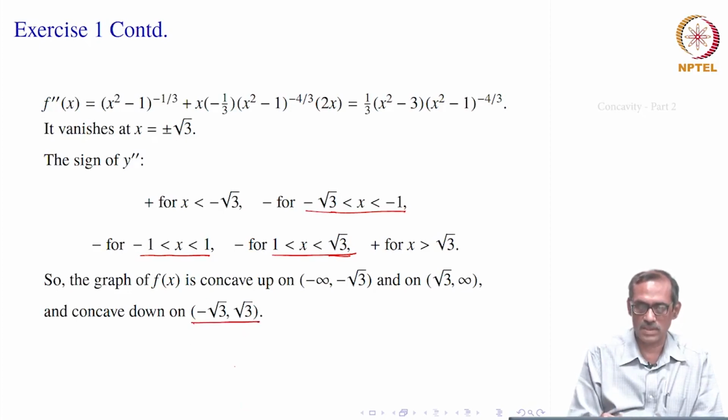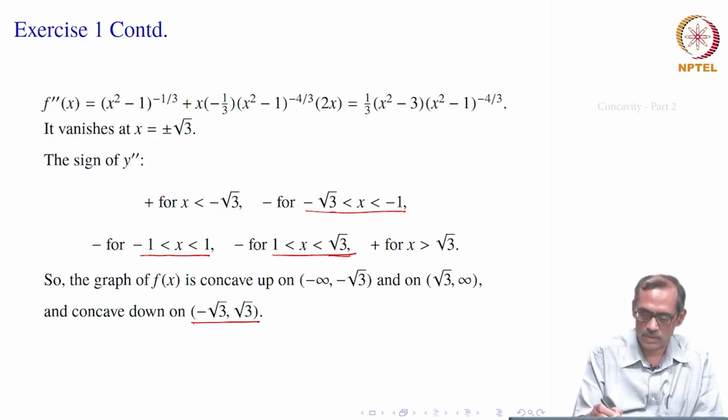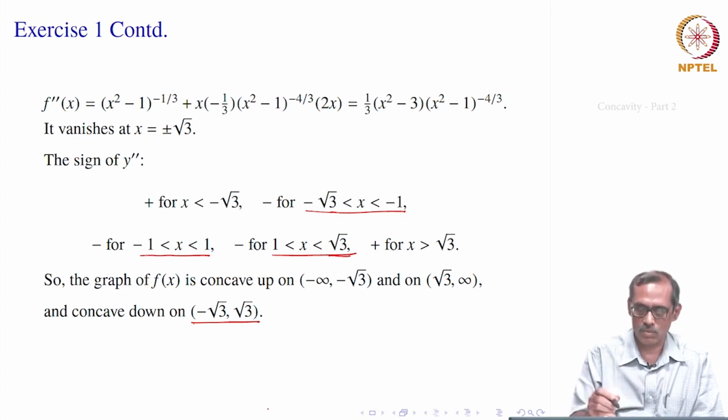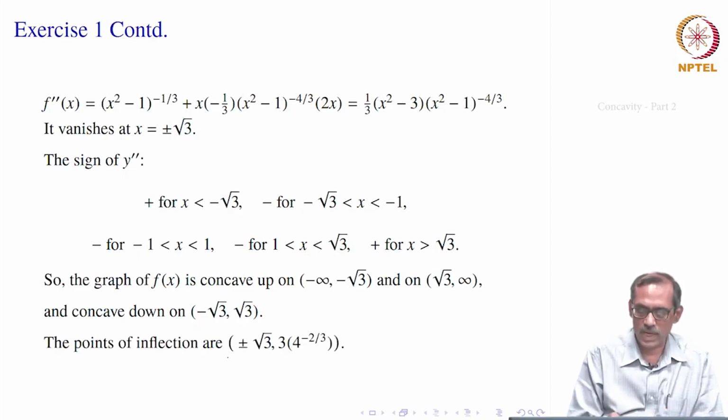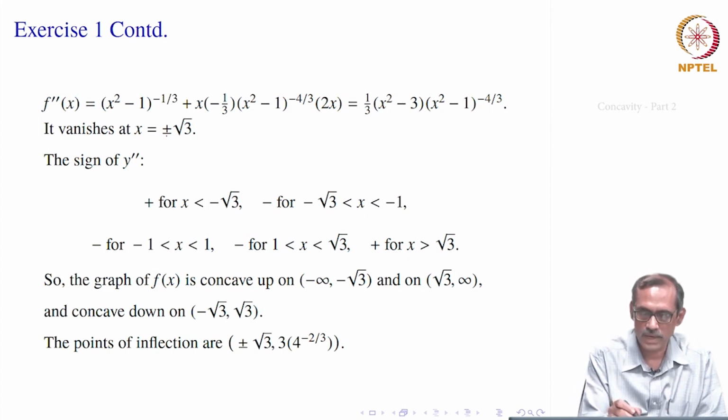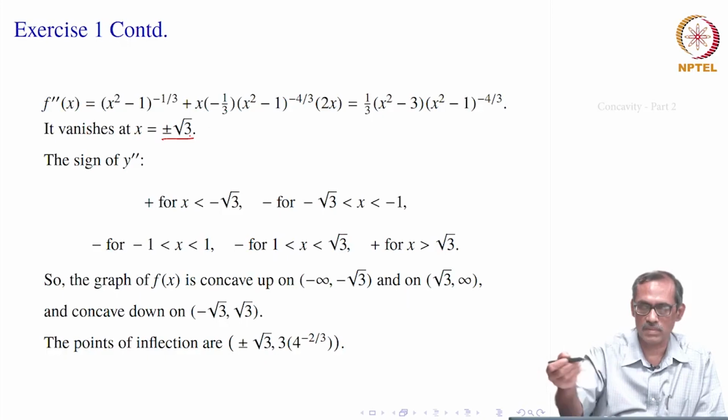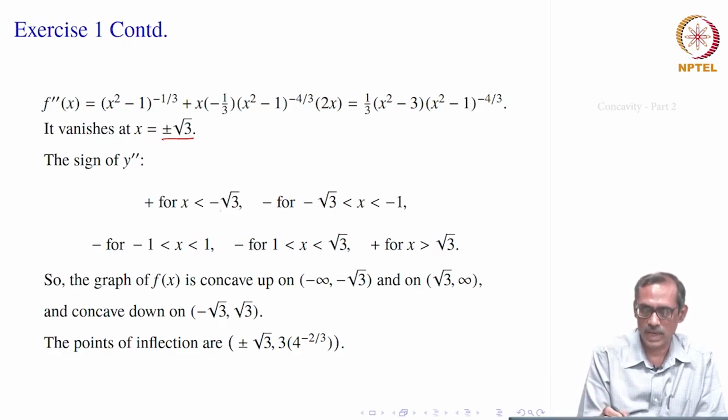On these 3 intervals it is concave down, and at those points minus 1 and 1 f double prime is not defined. So, that one point really does not matter. From the curve you can see it is continuous. So, you would say that it is concave down on minus root 3 to root 3. Okay. Then the points of inflection are really both minus root 3 and root 3, because there is a change of sign.